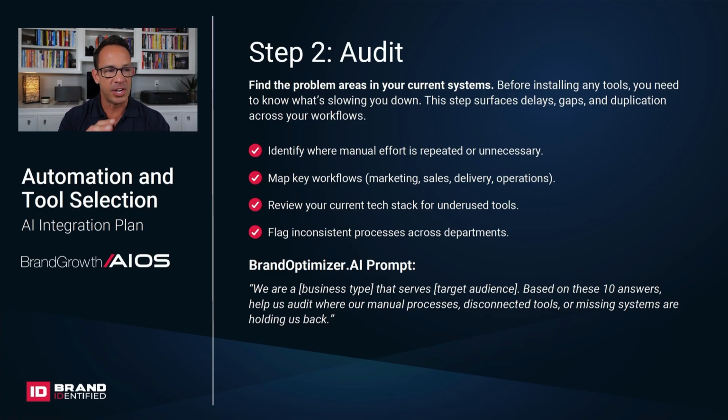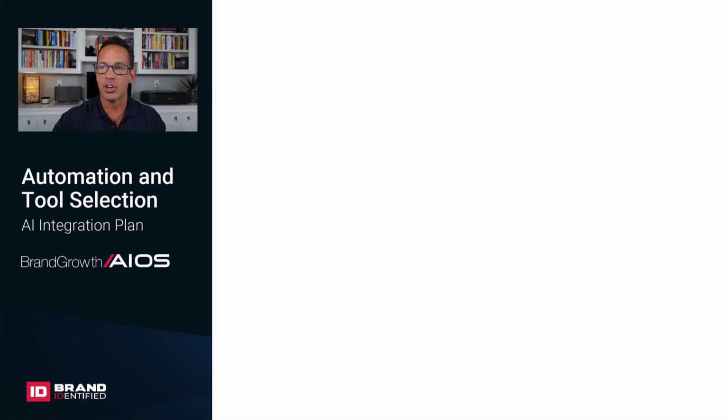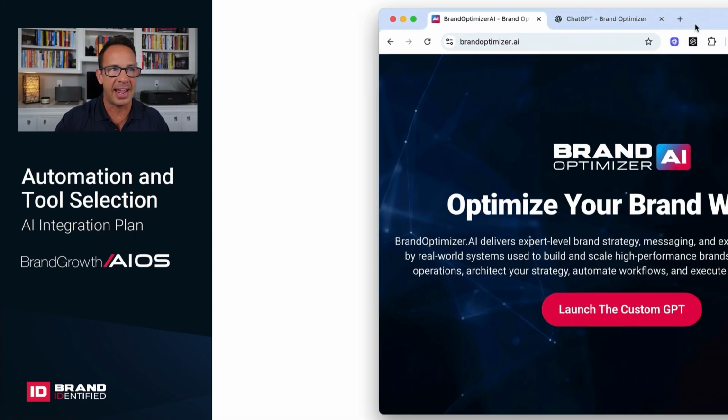So make sure that you're taking this prompt. For example, we are, and you would enter your business type in there, that serves, and you would enter in your target audience. Now, based on these 10 answers, help us audit where our manual processes, disconnected tools, or missing systems are holding us back. So you're going to take this prompt, you're going to take the 10 questions from step number 1, and the 10 answers that you defined from step number 1, and you're going to go over to BrandOptimizer.ai.